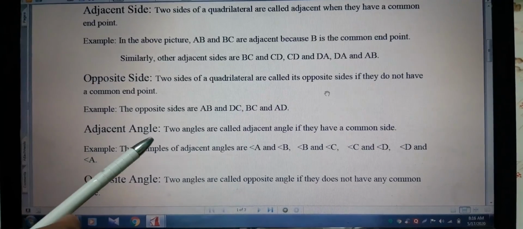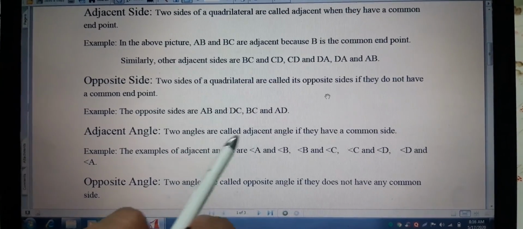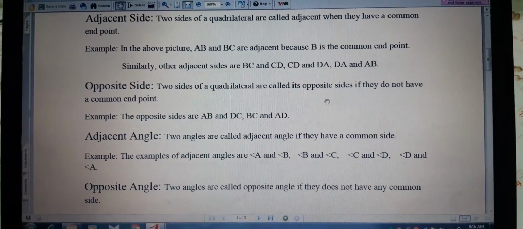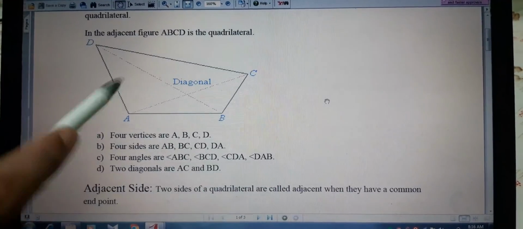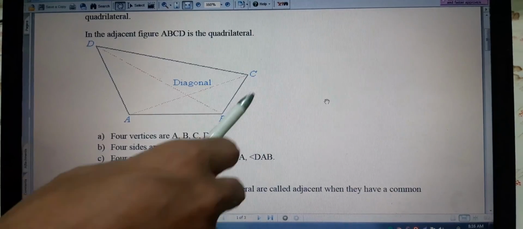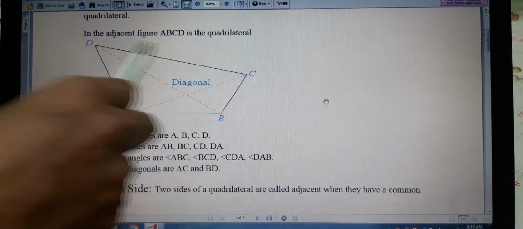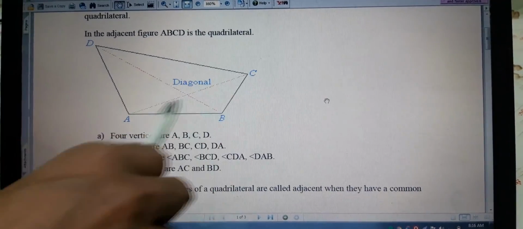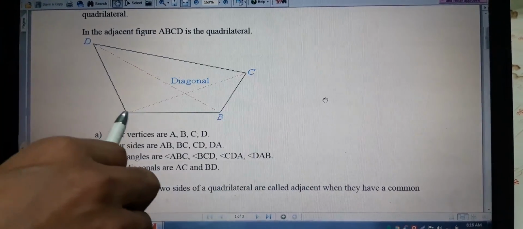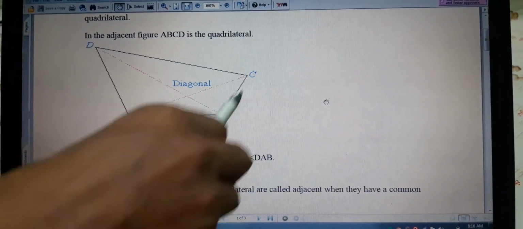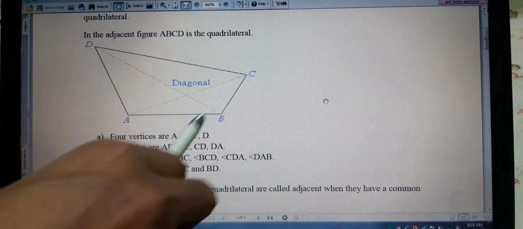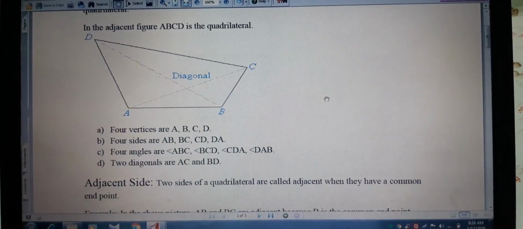See, adjacent angles. Two angles are called adjacent angles if they have a common side. Just see, angle ABC and another angle BCD. These two angles both have a common side BC. In angle ABC, a common side is BC, and in angle BCD, a common side is BC. So these two angles are known as adjacent angles.